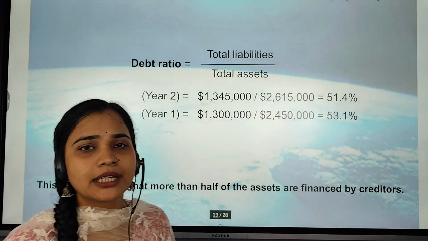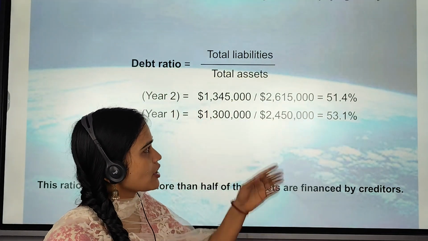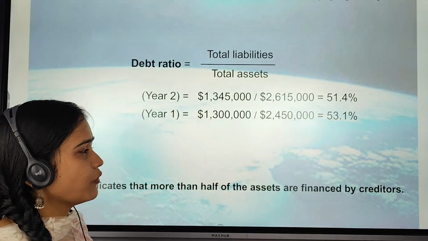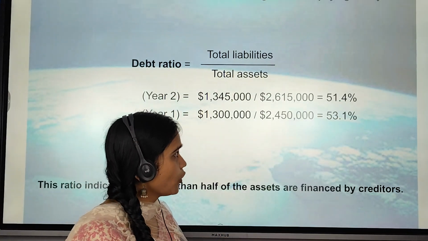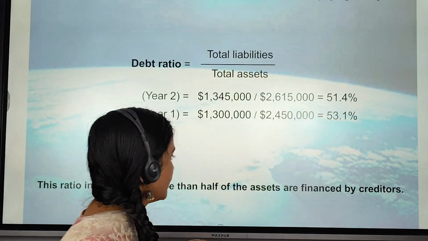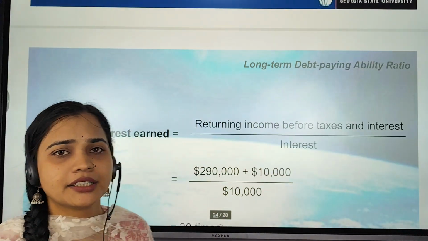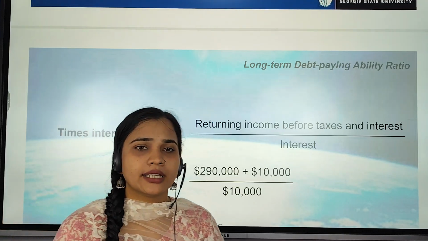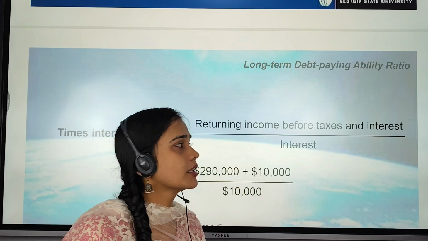Debt ratio: total liabilities upon total assets. Year 2: 13 lakh 45,000 slash 26 lakh 15,000, and the answer we are getting is 51.4%. First year's comparison: 13 lakh upon 24 lakh 50,000, and the answer we are getting is 53.1%. This ratio indicates that more than half of the assets are financed by the creditors. Generally, it indicates that whatever funds a company is using are provided by our creditors. So the creditor is the main person who is helping our company.